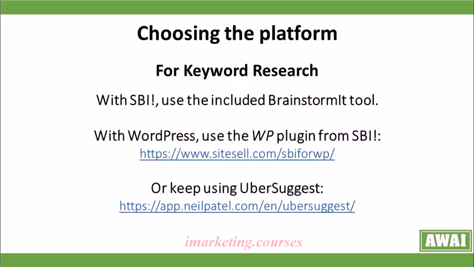So you can go pay the full price for Site Build It as your platform, or you can go with WordPress and download the SBI plugin. It'll give you that keyword research tool, among other things, at about half that price. Or, if you're going with WordPress and want nothing to do with SBI, then keep using Ubersuggest, which for now is free. It's very good. It serves our purposes very well. So that's a good option.